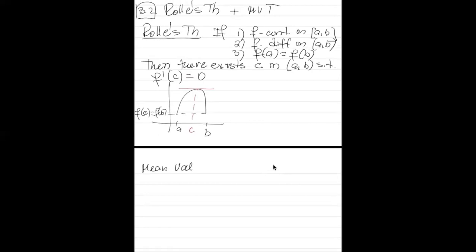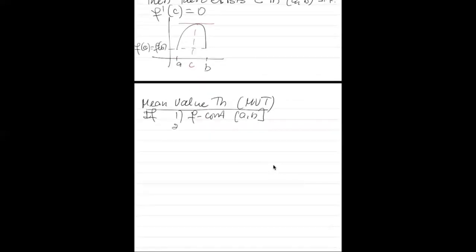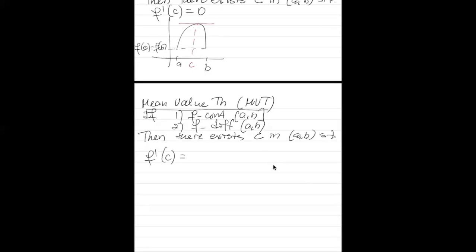Mean value theorem, MVT. So if, number one, f is continuous. Number two, f is differentiable. So far everything's the same. Then, but no third condition, then there exists some number c in the interval from a to b such that f prime of c is equal to the slope of the line that's connecting the endpoints.